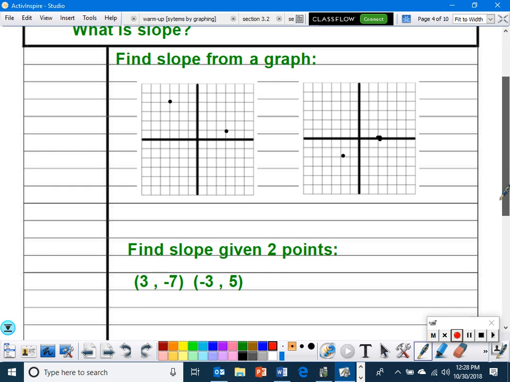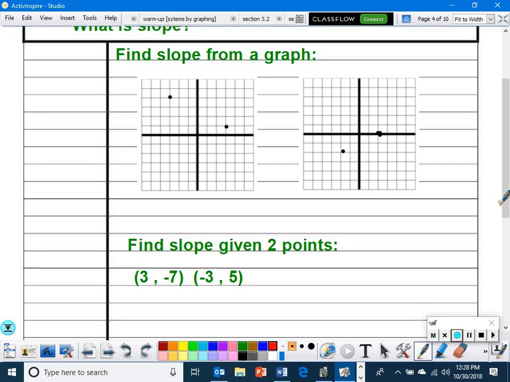All right, so find the slope from a graph. So we're given 2 dots. We've got a dot here, and we've got a dot here. Now remember, slope is rise over run.